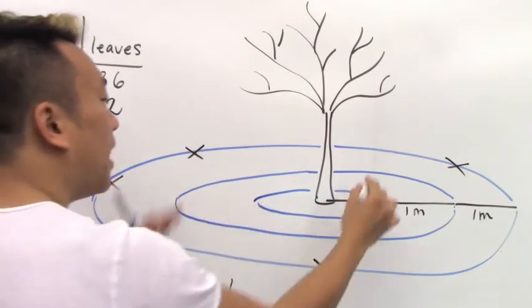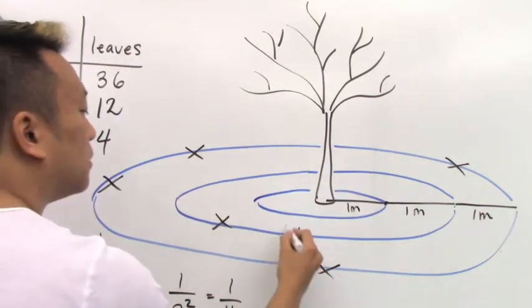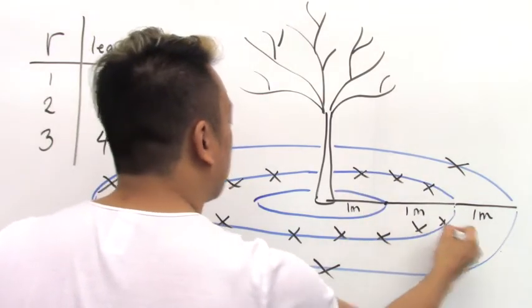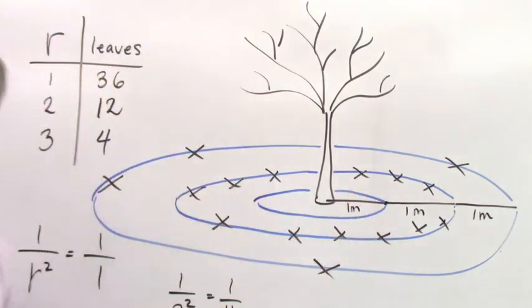4. At a distance of 2, you find 12. 1, 2, 3, 4, 5, 6, 7, 8, 9, 10, 11, 12. And I'm not going to draw the 36 one. You see, as you're closer to the source of the tree, you have more leaves you find in that first 1 meter. At 2, you find a fourth, and at 3 meters, you find a 9th. That's known as 1 over r squared dependence.